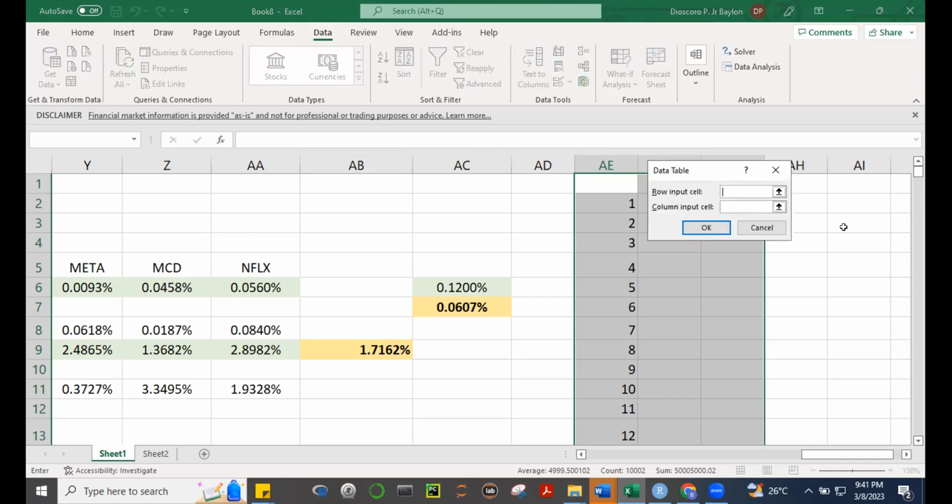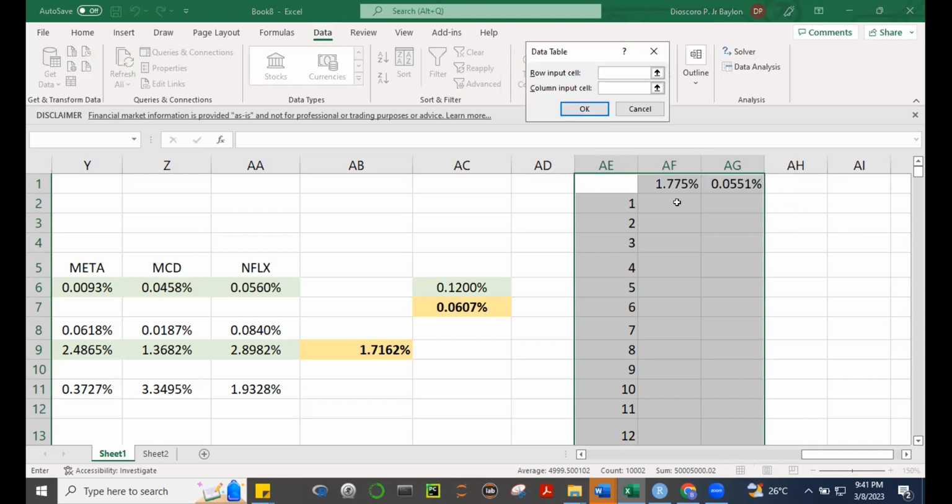So this data table, our input cell is here in the columns. Alright, so I go to the column input and I just click any cell outside, just any cell here, for example here.